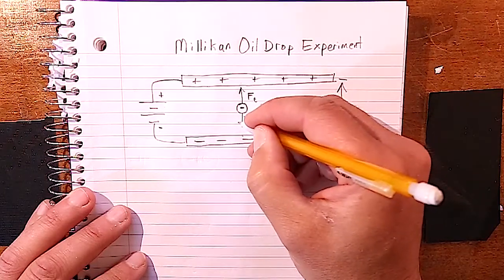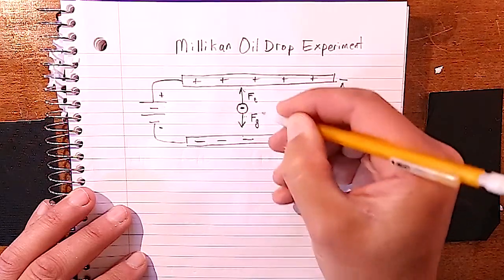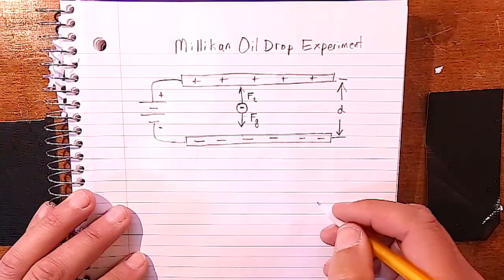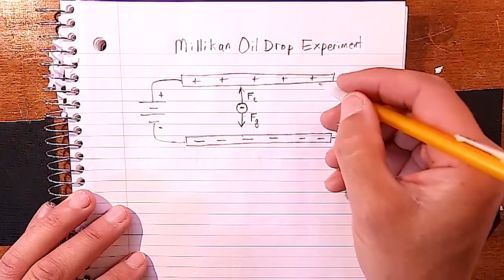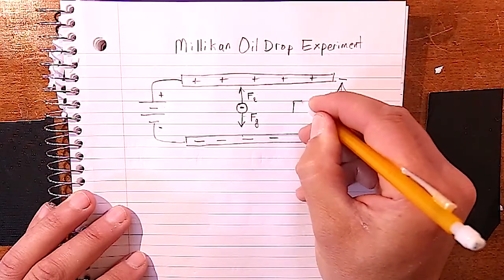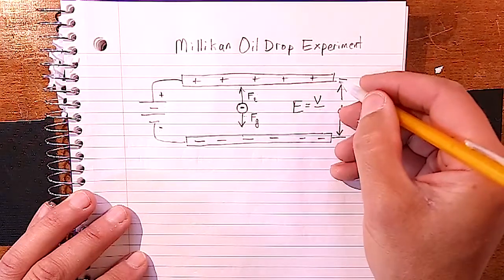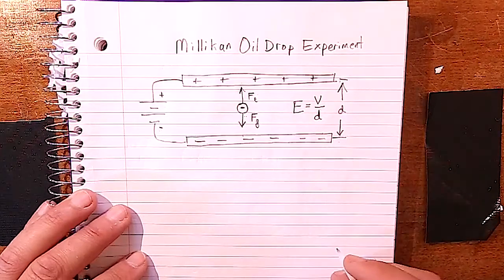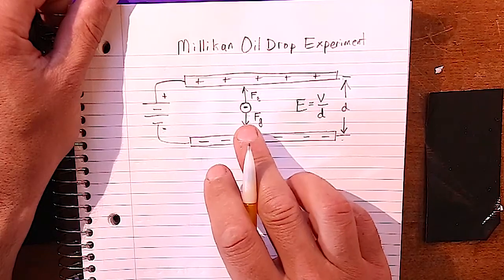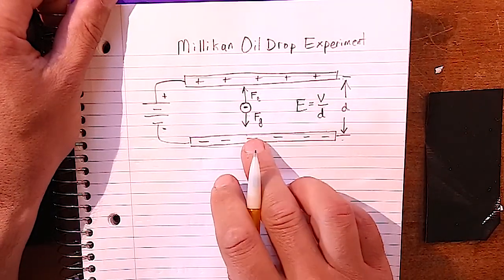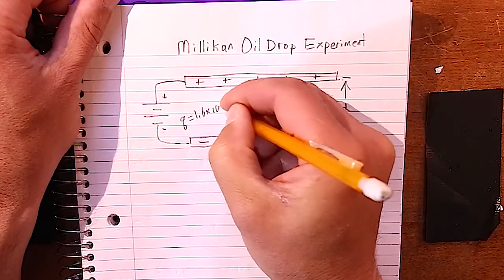Now, if it's levitating, that means it's not moving, so its net force is 0. So Fg is going to equal Fe. Now, there's another piece of this, which is a formula that used to be on the old reference table. It's not anymore, which is that the strength of the electric field is equal to the voltage divided by the distance between the plates, d. So what Millikan was able to do was to determine the charge of one electron. He's the one who figured out that Q is 1.6 times 10 to the minus 19th coulombs.